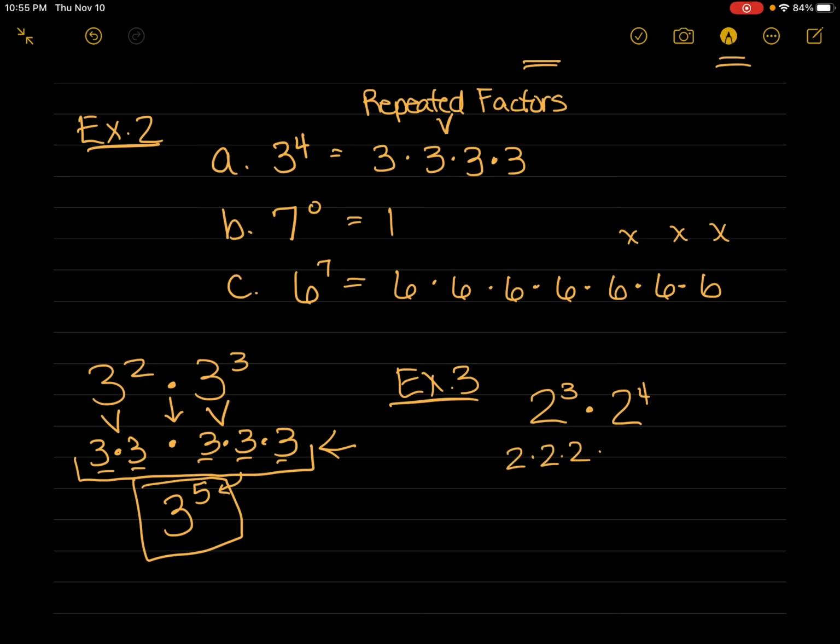Okay, so if you wrote down all of them, here's the 3 for here, and then I'm going to write out 4 more for here. So how many do I have all together? I have 2 to the 7th power, and that's my answer. So those are the types of problems that you'll be doing today and finding out the exponential notation of problems.